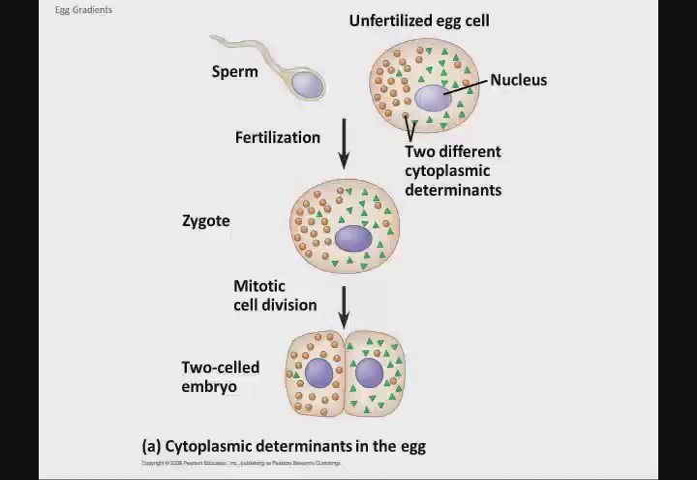So again, if you see the cytoplasmic determinants in this egg cell, this unfertilized egg, they are distributed unevenly. And when it is fertilized, that zygote gets the signal, now that it has all its chromosomes, to start dividing. In that initial division, you can see there are two different populations of cytoplasmic determinants in those two daughter cells. Those are going to lead to differential gene expression.